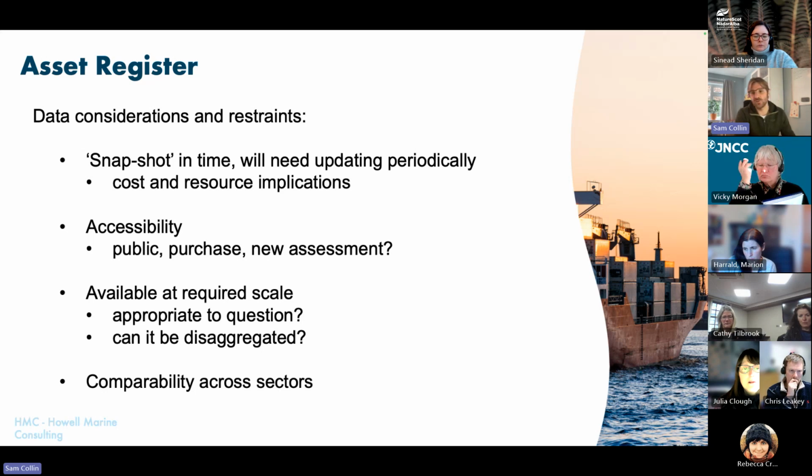And when it's available at a large scale, is it possible to disaggregate it down to provide information at the relevant scale that you're looking at? So a national database being relevant to a regional area. And then lastly, we wanted data that can be comparable across sectors. So if we're looking at trade-offs, where possible, we want the same information to be available to inform those trade-offs.